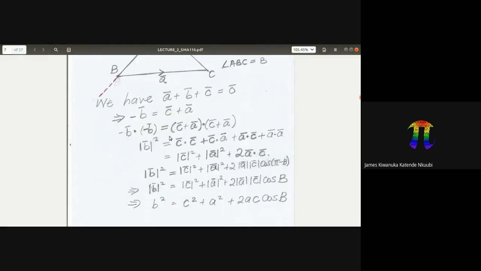So now we can work out both sides. On this other side, you'll have B dot B, which is the same as the magnitude of B squared, and C dot C is again the same as the magnitude of C squared. A dot A again is the same as the magnitude of A squared. And these two can be combined, because C dot A is the same as A dot C. So we can replace C dot A with A dot C. And then we have two of these. So we can just write them as 2 A dot C.